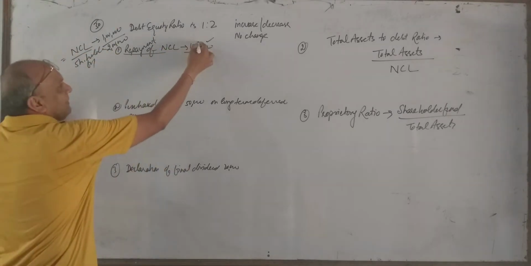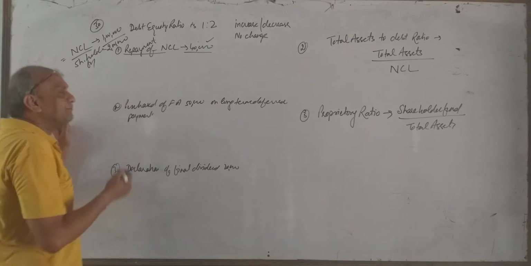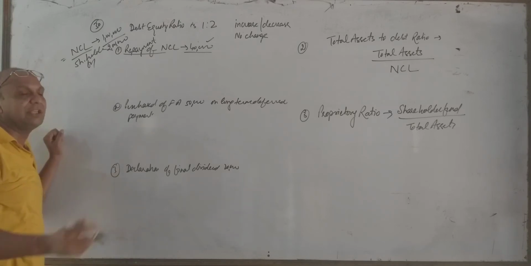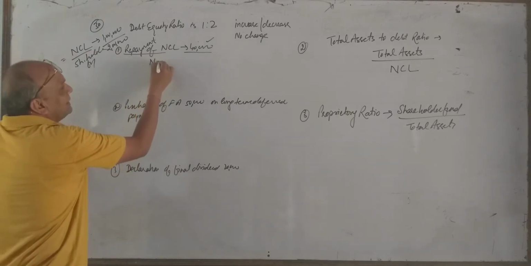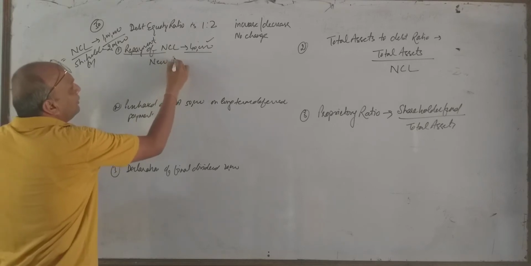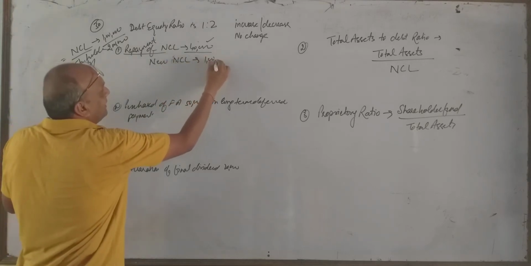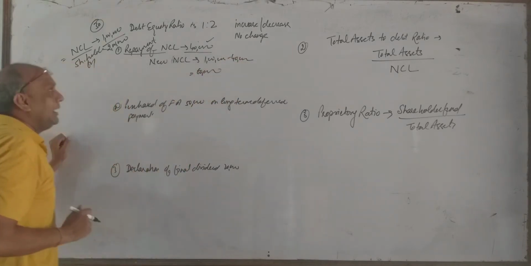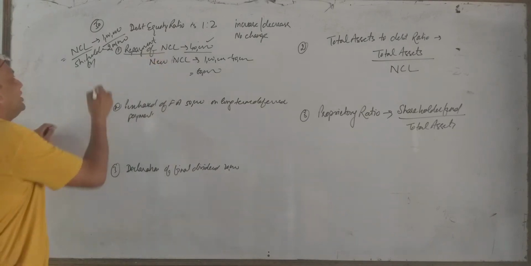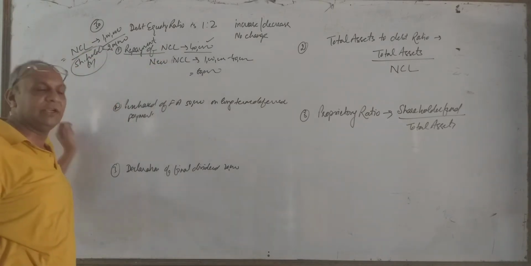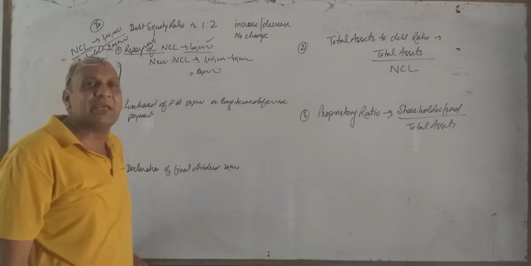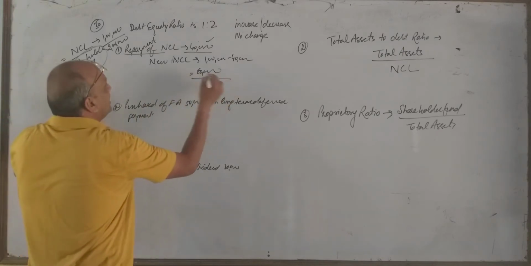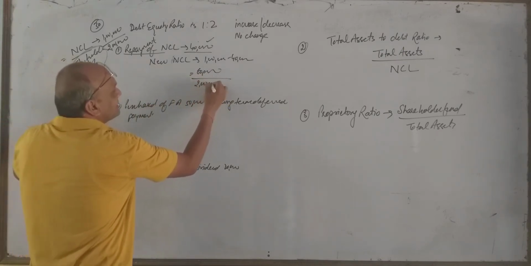Now, when I am making payment of 40,000 rupees of long-term liabilities, what will be the effect on my non-current liabilities? मेरे non-current liabilities पे क्या फर्क पड़ेगा? I think they will reduce. So my new non-current liabilities, earlier they were 1 lakh, now minus 40,000, so it becomes 60,000. And when we are paying our non-current liabilities, it is not going to affect our shareholder fund, because shareholder fund includes equity share capital, preference and reserve and surplus. It is not going to affect that. So 60,000 upon the shareholder fund, which is the same.